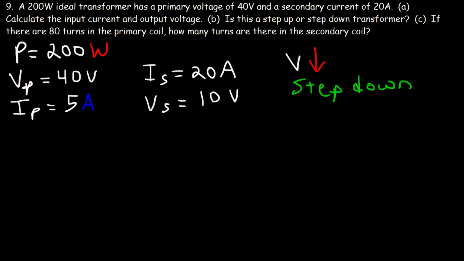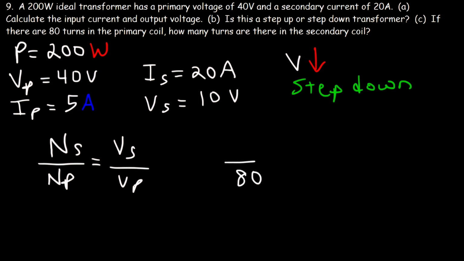Now, if there are 80 turns in the primary coil, how many turns are there in the secondary coil? Well, we can use the equation Ns over Np is equal to Vs over Vp. So the primary coil has 80 turns, that's Np. We're looking for Ns, the number of turns in a secondary coil. Vp is 40, Vs is 10. So let's cross multiply. So 80 times 10 is 800.